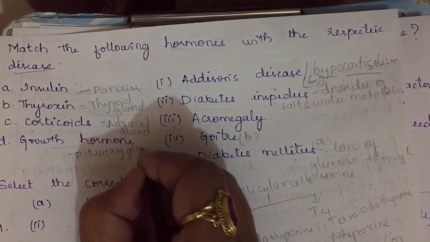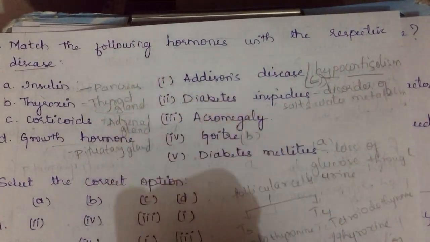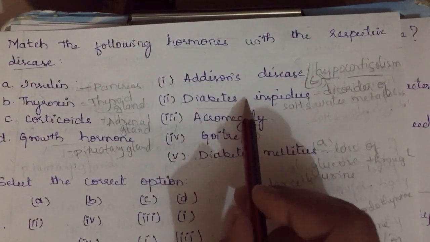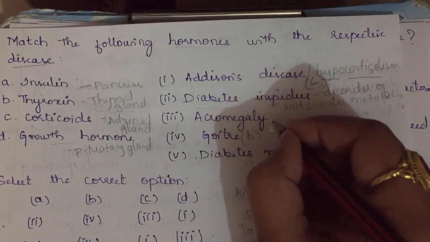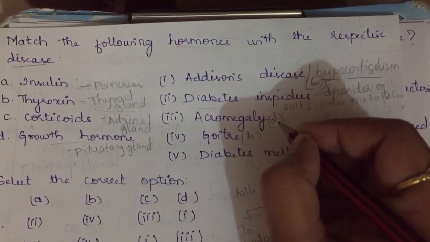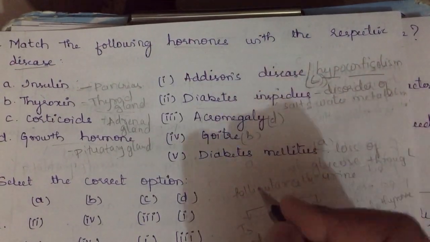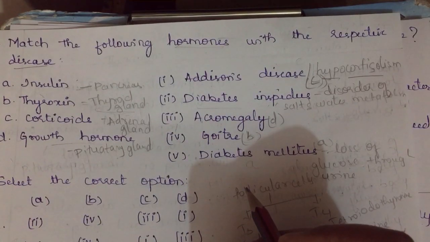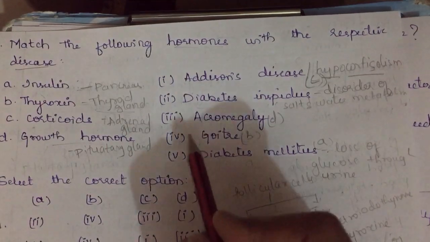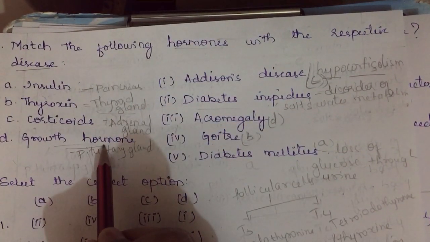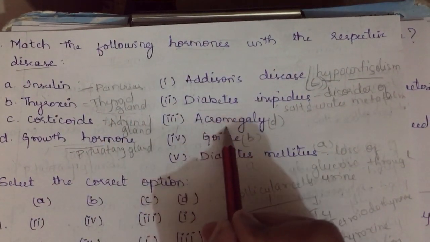Okay, growth hormone is produced by the pituitary gland. Now what has been left? Diabetes insipidus, we already said it is not there. So the next left one is acromegaly. Acromegaly is a disorder in adults in which the pituitary gland produces too much growth hormone. When growth hormone is produced in large amounts in adults, it results in acromegaly.